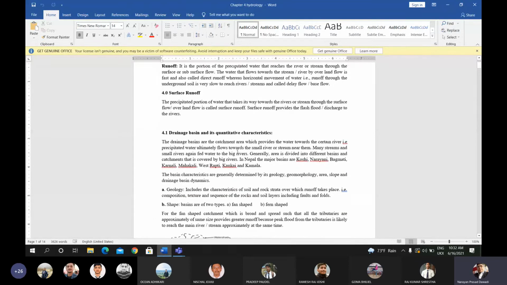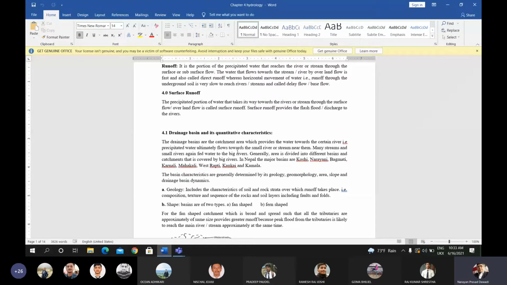Now the drainage basin and its quantitative characteristics. What is the drainage basin? The drainage basin is the catchment area which provides water towards a certain river. That is, precipitated water ultimately flows towards the small rivers or streams near them. Many streams and small rivers again feed water to the big rivers. Generally, an area is divided into different basins and catchments that are covered by big rivers. That is called the drainage basin or the catchment area.